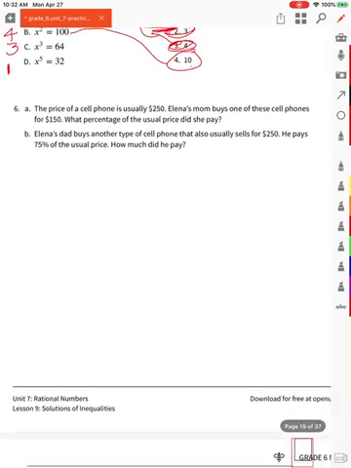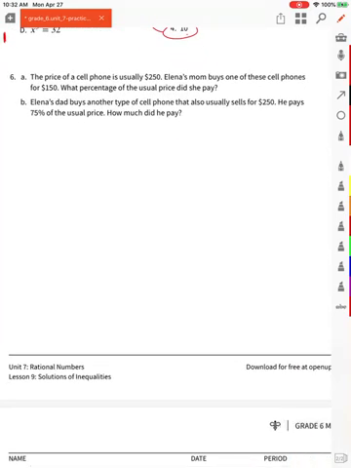Okay, number 6. The price of a cell phone is usually $250. Elena's mom buys one of these cell phones for $150. What percentage of the usual price did she pay?